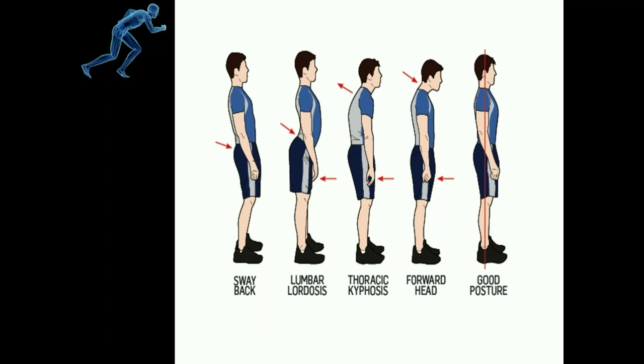In forward head posture, you can see your head is moving forward. In thoracic kyphosis, your thoracic spine, there is an exaggeration of convexity of the spine. In lumbar lordosis, you can see there is an exaggeration in the concavity of lumbar spine.